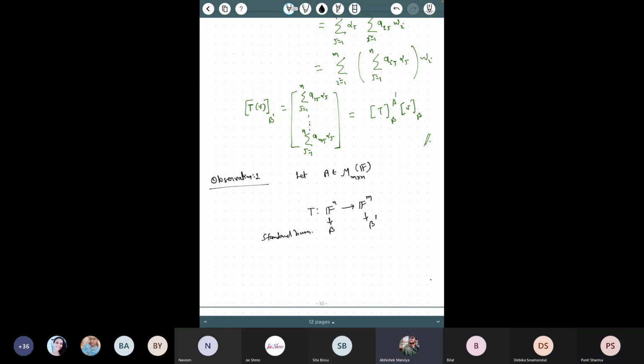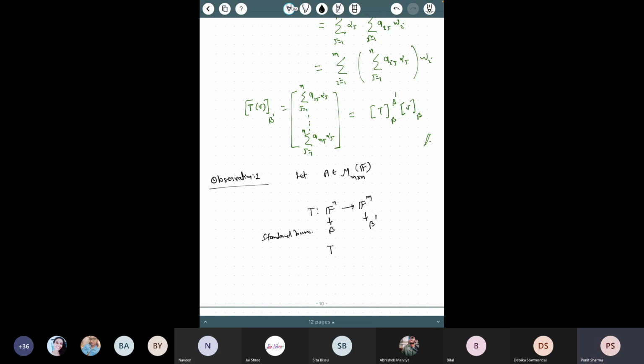First we define A equal to Aij. Yeah, A equal to Aij, that's fine. Then you are trying to define a map from Fn to Fm such that the matrix of T with respect to B and B dash is equal to A. This is what you are trying to do. So you tell me what it would be.